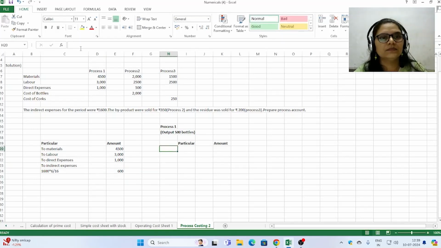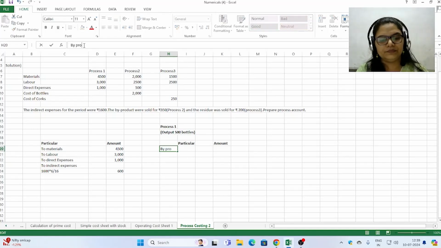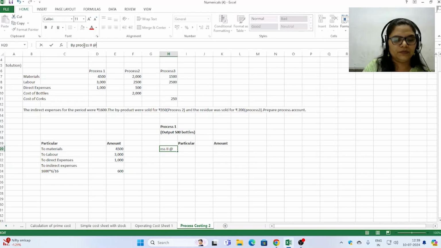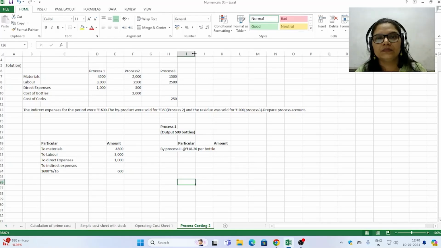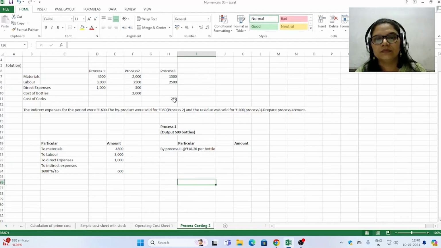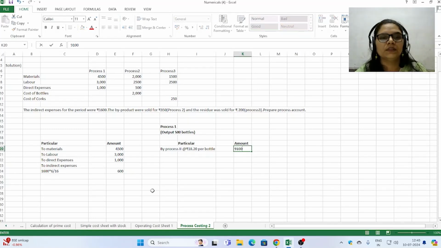Next is by process 2, at the rate of rupees 18.20 per bottle. So it will be 9100. And here also, if we do the total, it will be 9100.